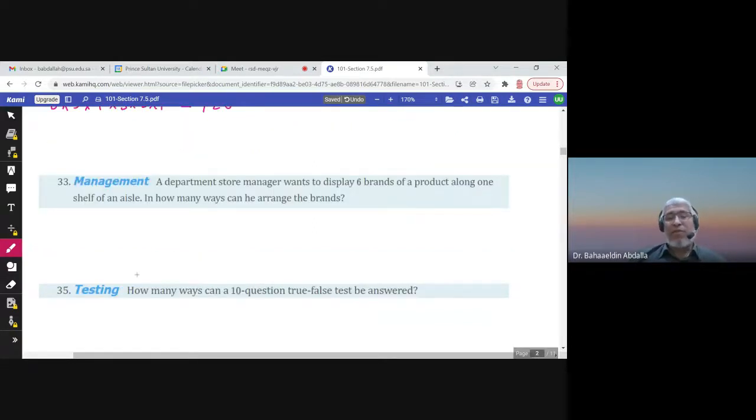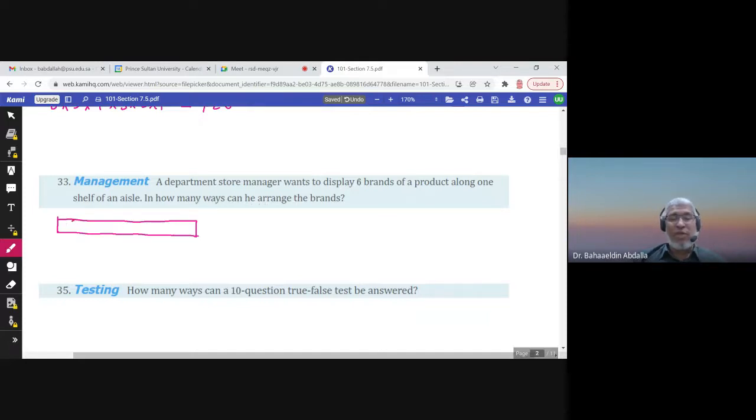A department store manager wants to display 6 brands of a product along one shelf of an aisle. So this is a shelf, one shelf of an aisle, and we have 6 brands, and he wants to display all of them. In how many ways can he arrange the brands?